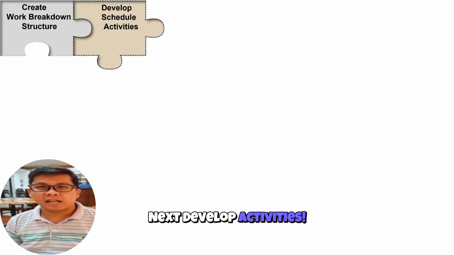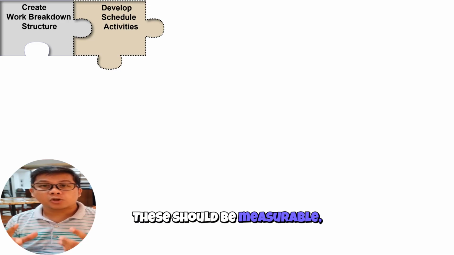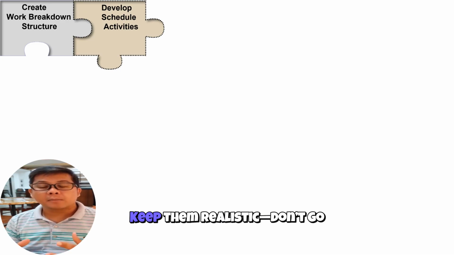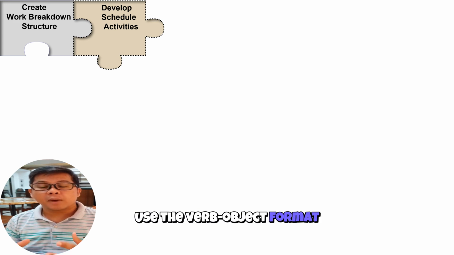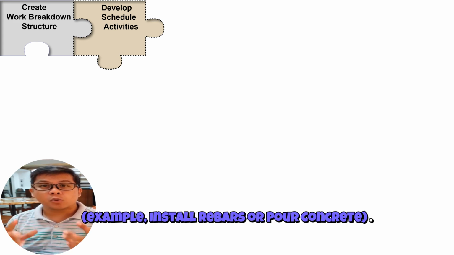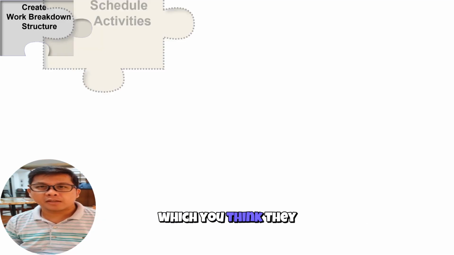Next, develop activities. We define the individual tasks under each WBS element. These should be measurable, trackable, and clearly scoped. Keep them realistic. Don't go too high level or too detailed. Use the verb-object format. Example, install rebars or pour concrete. You may find it easier to enter tasks in the order in which you think they will occur.